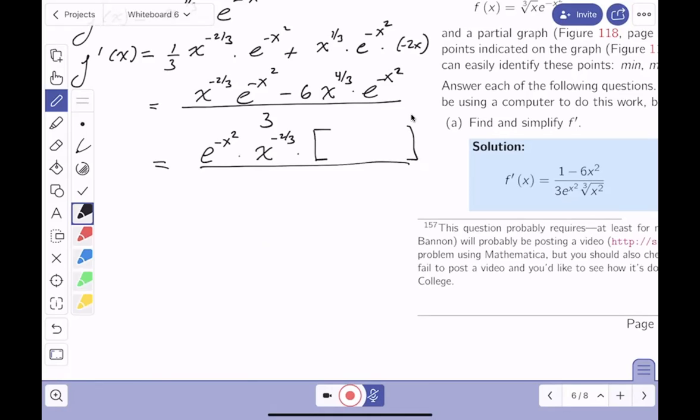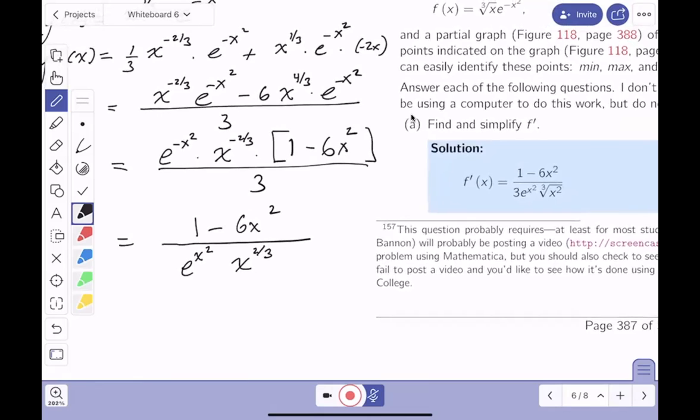But this would be 1 minus 6. Let's see, what would that give me? 6/3, right? And what's 6/3? It's 2. Yeah, you would need to know arithmetic. Over 3. And I don't like the negative power, so I'm going to write it a little differently. So 1 minus 6x squared, e to the x squared, and then it's going to be x to the 2/3. Let's see if I got the right derivative. I got the top. Oh, I forgot the 3. Sorry about that. 3x, yeah, I got that. And x, yeah, I got it. I did it. This is good news.